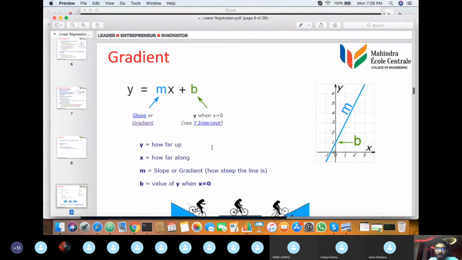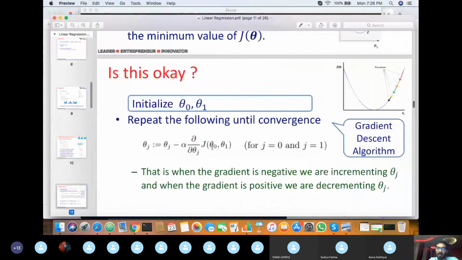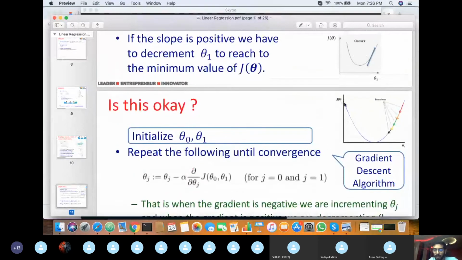Okay. So now, in case of gradient descent, what is going to happen is that your loss function is always going to follow a curve like this. Okay.